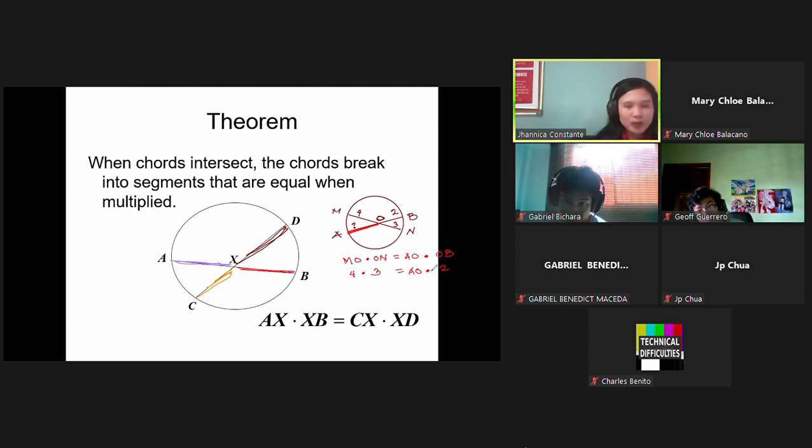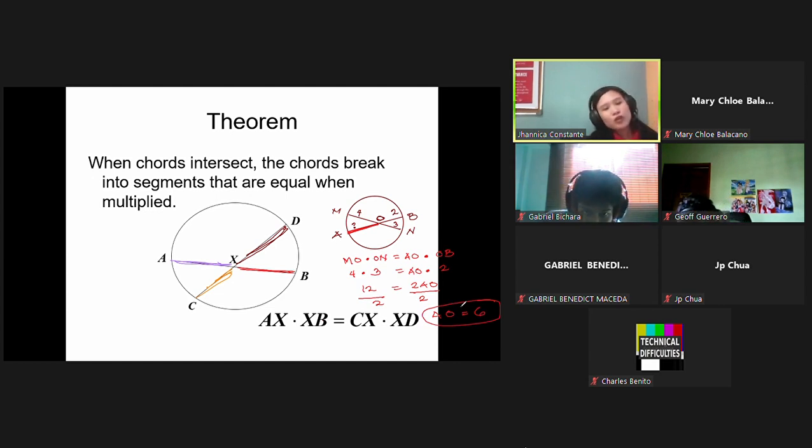So, perform the operation indicated in the problem, which is 4 times 3 is equal to 12. And AO times 2 will be equal to 2AO. Since we're solving for segment AO, we need to remove the coefficient 2 in the 2AO. So divide both sides by 2. So segment AO has a measurement of 6 inches. So that's how we use the theorem when two chords in the circle intersect each other, forming four segments. That's the theorem about chords.